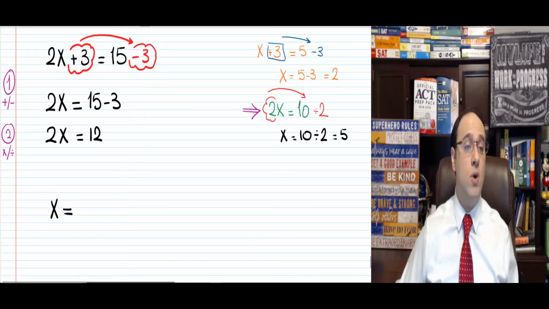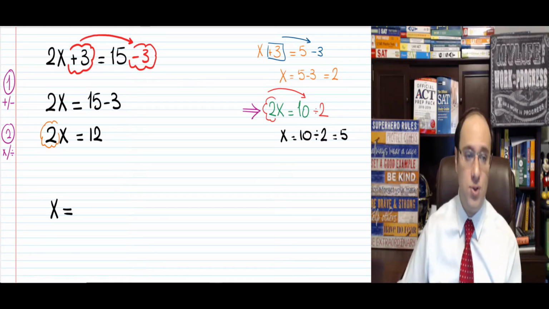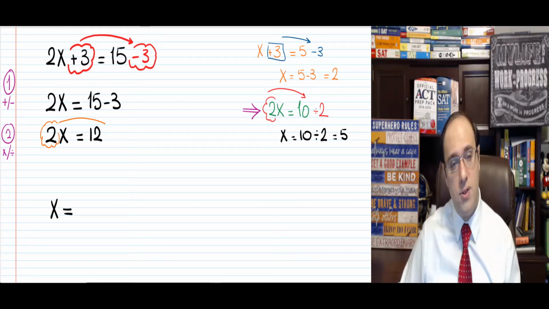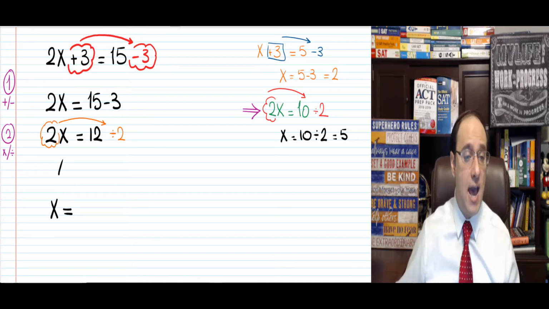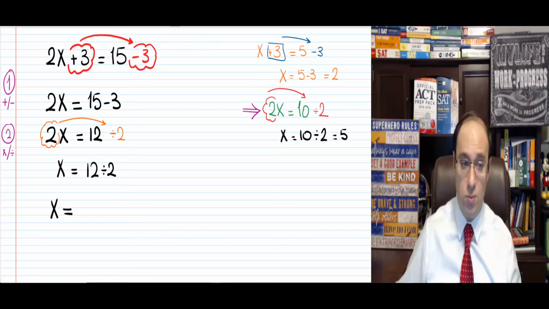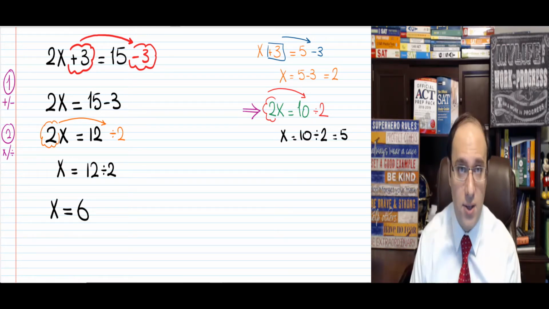Now let's take a look. Here I want to get rid of the 2. 2x means 2 times x, which means x times 2, so it goes to the other side of the equal sign as divided by 2. The opposite of multiplication is division. So we can rewrite this as x equals 12 divided by 2. X equals 6. That is your final answer.